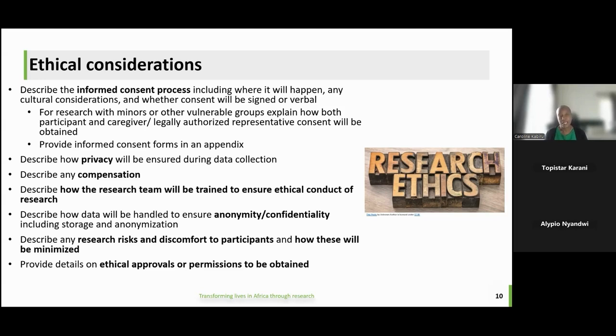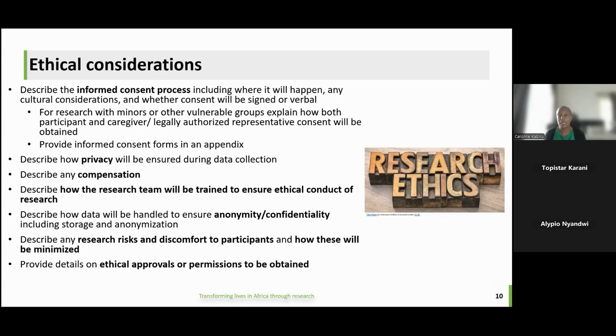And one aspect of that is being able to describe the informed consent process, how you will ensure that all participants in your study provide informed consent. So they have to be able to understand what the study is about, understand its implications on them, the benefits, the risks, and then to be able to tell you, yes, go ahead. And it's also important to describe whether it will be signed or verbal.